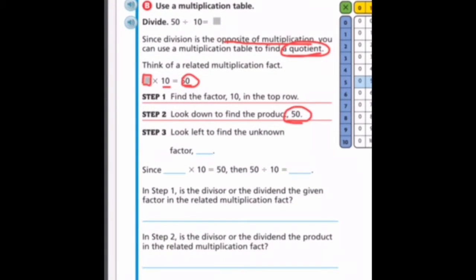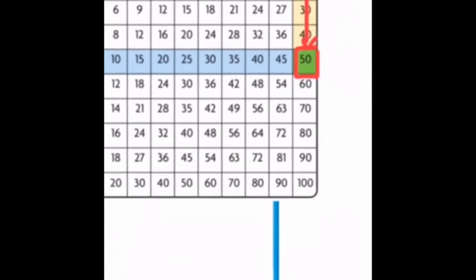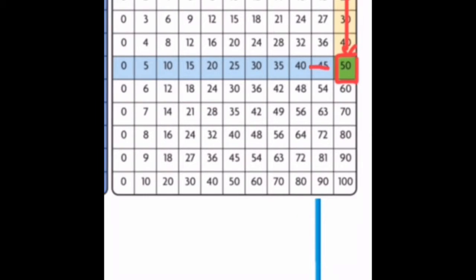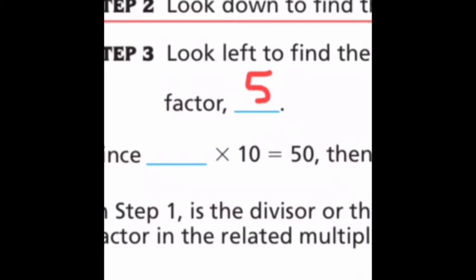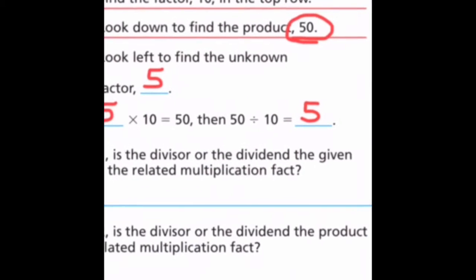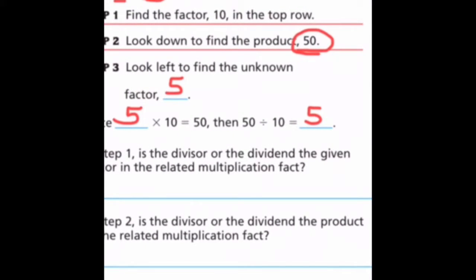Step 3, look left to find the unknown factor, and they kind of highlighted that for us, but you would look straight left over here, and we get 5. So our factor is 5, and since 5 times 10 equals 50, then 50 divided by 10 is 5. That's a fact family, a related fact family.